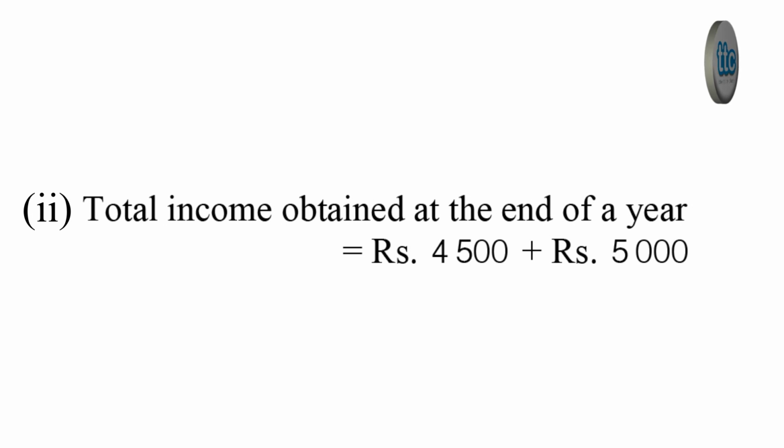Part 2 says express the total income he receives at the end of a year as a percentage of the total amount invested. How do you calculate the total income obtained at the end of a year? You know the income from Bank A is 4,500. We have already calculated it. And income from Company B is 5,000. Therefore, total income obtained at the end of a year equals 4,500 plus 5,000. The answer is 9,500 rupees.